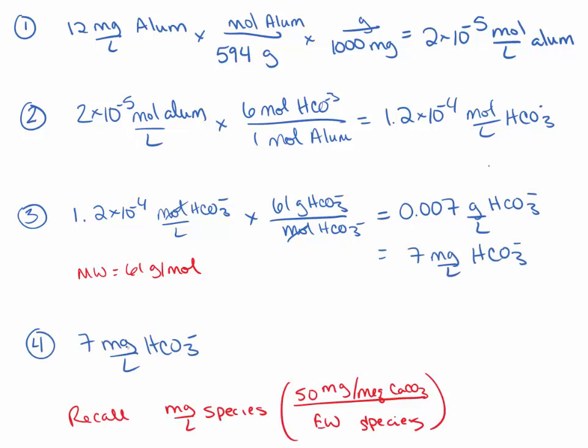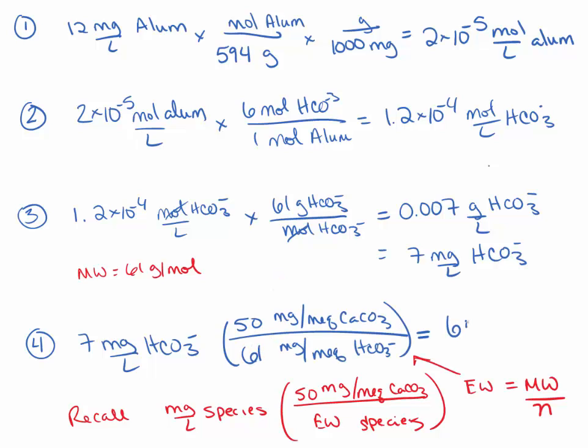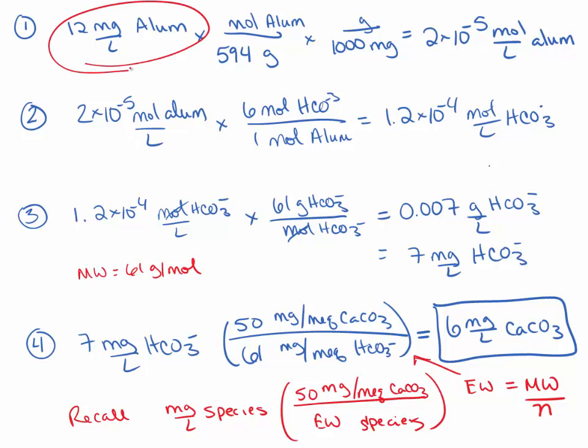And so 7 milligrams per liter bicarbonate can be converted to milligrams per liter calcium carbonate by multiplying by the equivalent weight of calcium carbonate and dividing by the equivalent weight of bicarbonate. 6 milligrams per liter calcium carbonate. So looking back, we started with a dose of alum, and we asked ourselves how much bicarbonate is consumed for that dose, which is the stoichiometric relationship, and then we converted to milligrams per liter calcium carbonate.